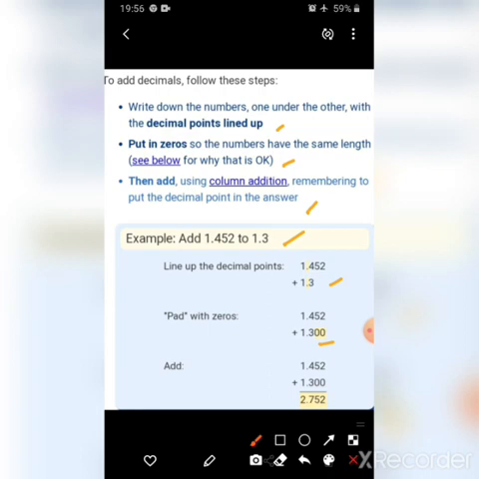Then add 1.452 plus 1.300. Here only 1.3 is given, so you pad the 0. 2 plus 0, 2. 5 plus 0, 5. 4 plus 3, 7. And 1 plus 1, 2.